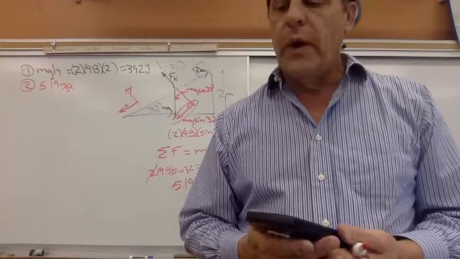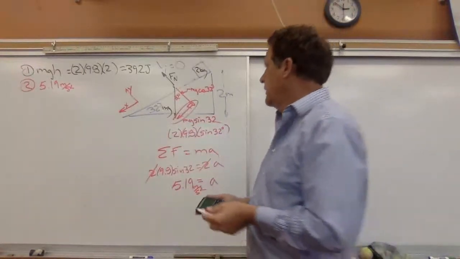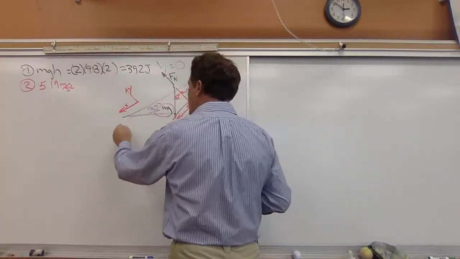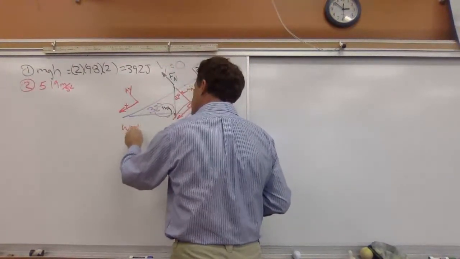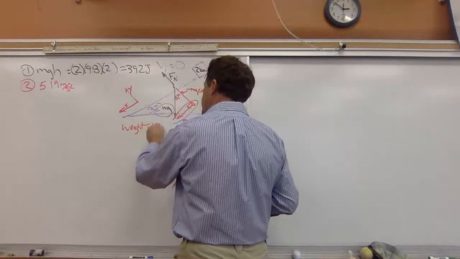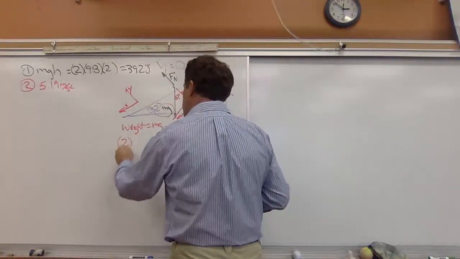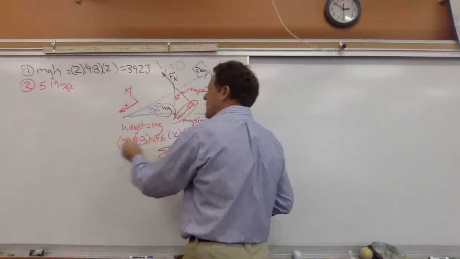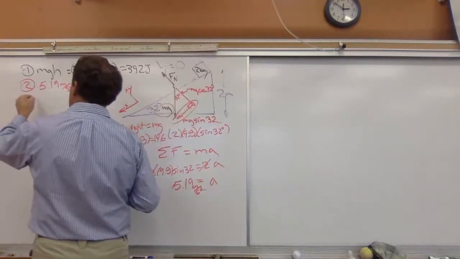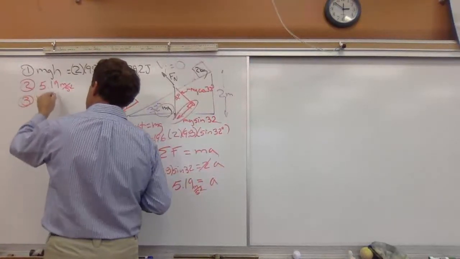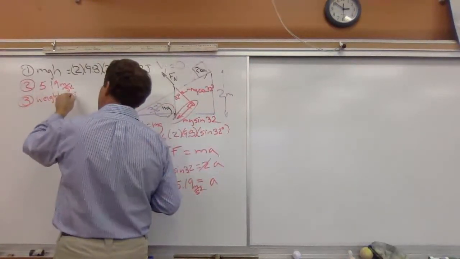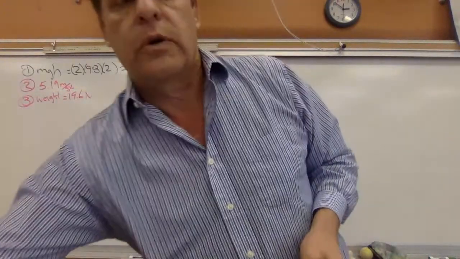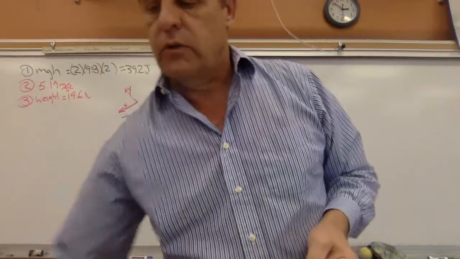What is the weight of the block? Remember, weight is just equal to mg. So weight is equal to mass times gravity. That's 2 times 9.8, which is 19.6. So the weight is equal to 19.6, and that unit is newtons.